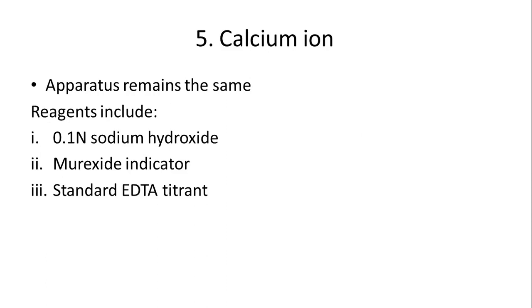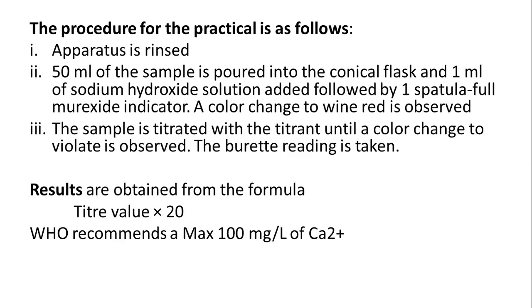We'll tackle calcium ion next. The apparatus to be used will remain the same. The reagents we'll use this time will be sodium hydroxide, murexide indicator, and standard EDTA titrant. The procedure, as usual, we start with rinsing our apparatus and then measuring out 50 ml of the sample and pouring that into the conical flask. Then we'll add 1 ml of sodium hydroxide solution and 1 spatula full of murexide indicator, and a color change to wine red will be observed. The sample will then be titrated against our standard EDTA titrant until a color change to violet is observed, and then the final burette reading will be taken.